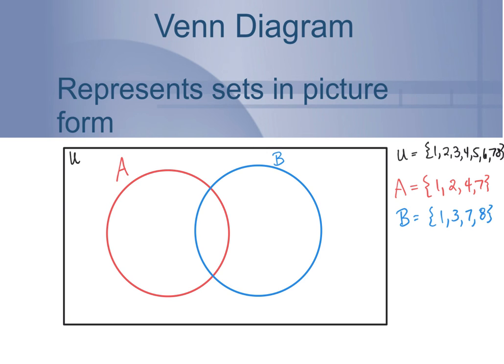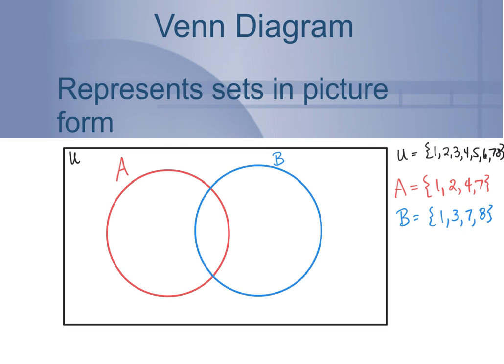So when you do a Venn diagram, you literally just plug your elements into the appropriate circle. Now, if the element falls into more than one of your circles, then you are going to put that element where those circles cross over each other. Okay, so in this case, my A set is 1, 2, 4, and 7. But for 1 and 7, I'm going to draw those in the middle, all right?